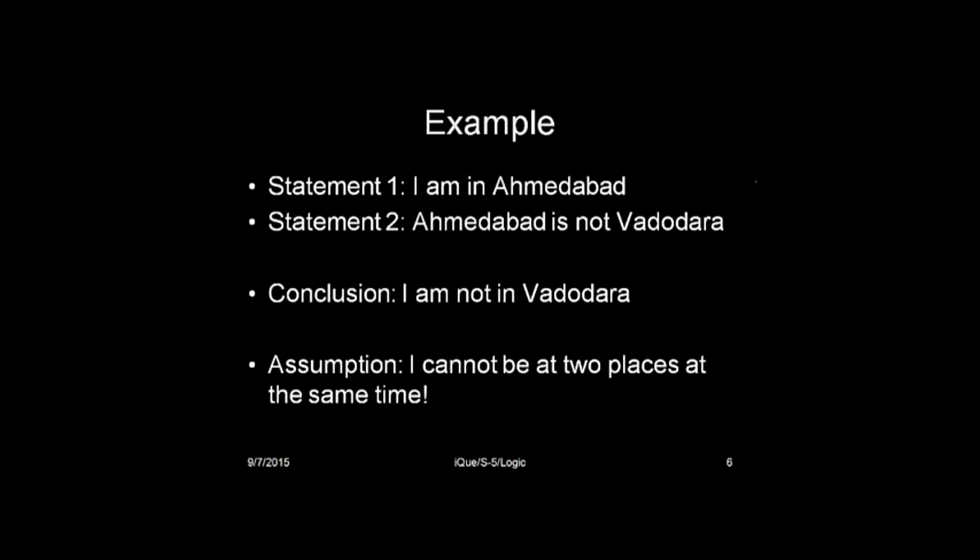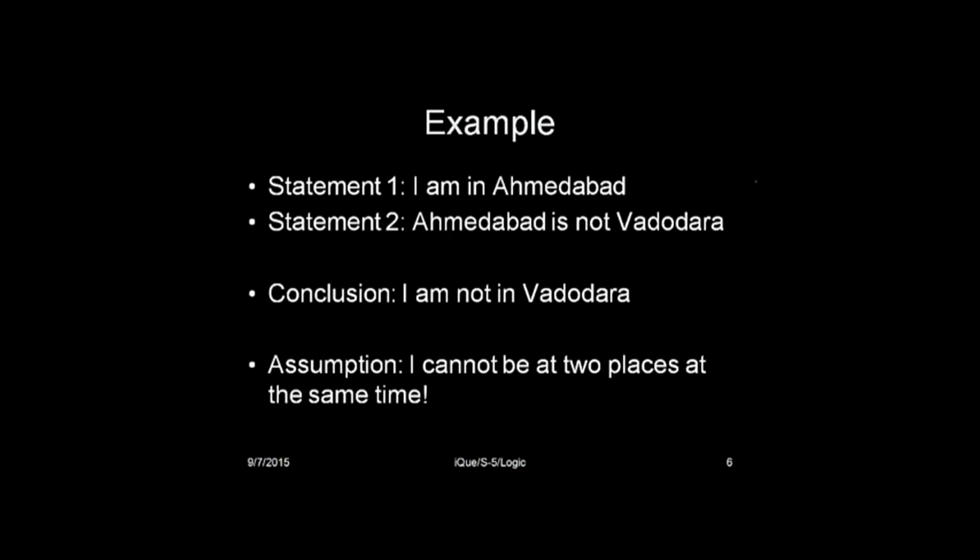But if my assumption is false, if it is possible for me to be at 2 places at the same time, then despite the fact that I am in Ahmedabad and Ahmedabad is not Vadodara, I cannot positively conclude that I am not in Vadodara. It may be possible that I am in Ahmedabad and Vadodara, 2 distinct places at the same time. So, for the given conclusion to be true, I have to assume that I cannot be at 2 places at the same time.